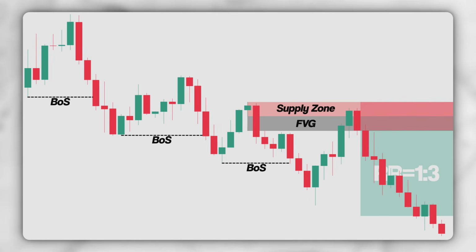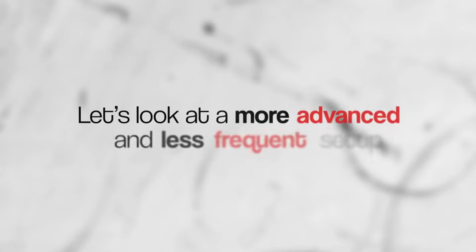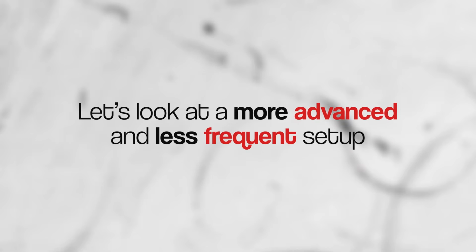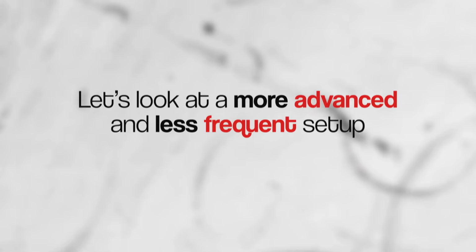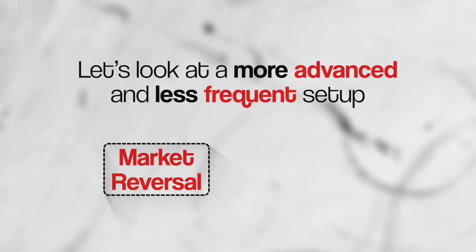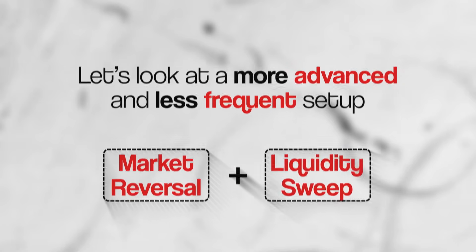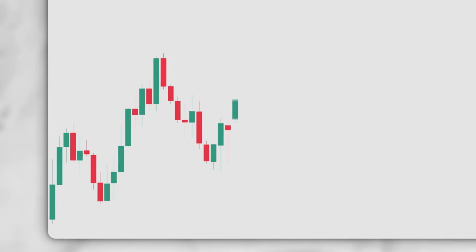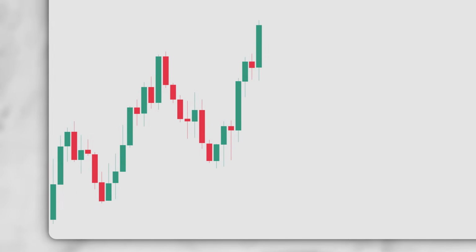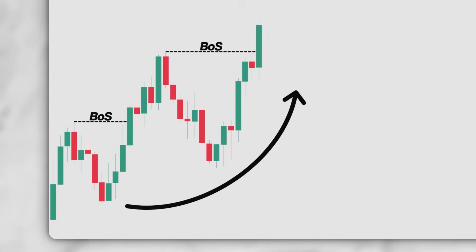Now that we've covered the most common market scenarios, let's look at a more advanced and less frequent setup. This one has a higher probability because it combines a market reversal with a liquidity sweep. Let's break it down step by step. First, we need a clearly established trend that has been respected for a long period of time, confirmed by consecutive breaks of structure. In this case, we are dealing with a bullish trend.